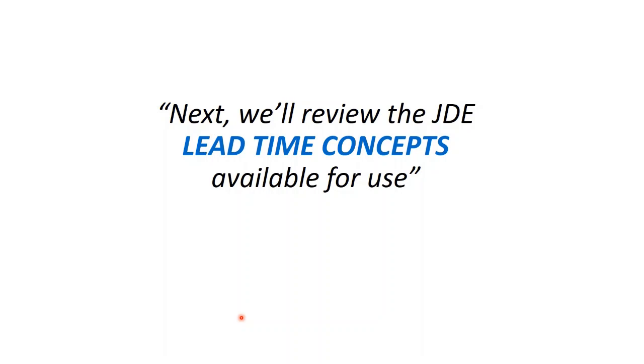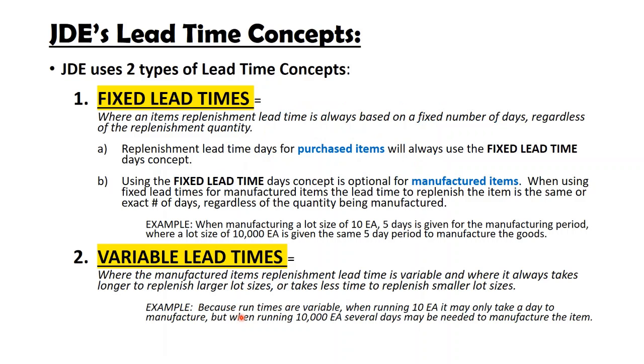Next, we'll review the JDE lead time concepts that are available for use. JDE uses two types of lead time concepts. They are fixed lead times and variable lead times. Fixed lead times are where an item's replenishment lead time is always based on a fixed number of days, regardless of the replenishment quantity.